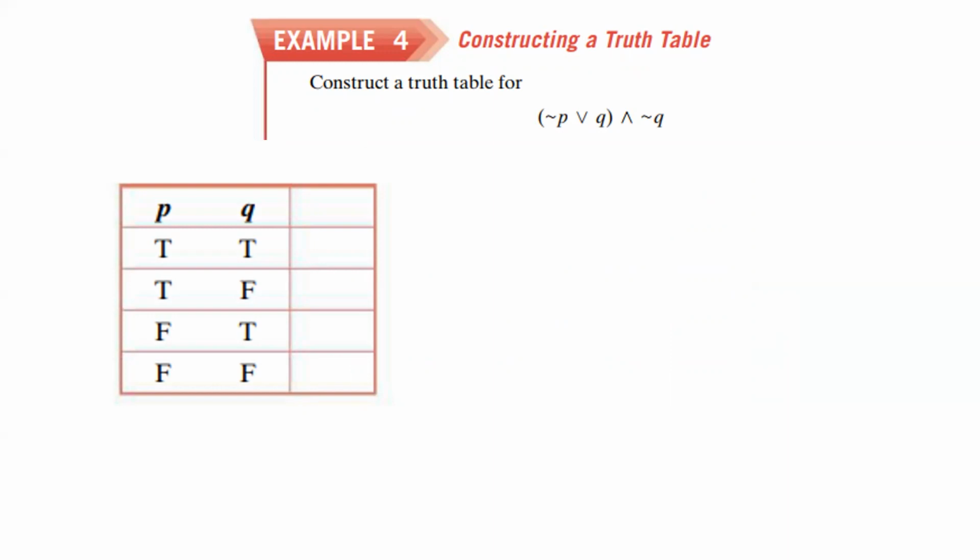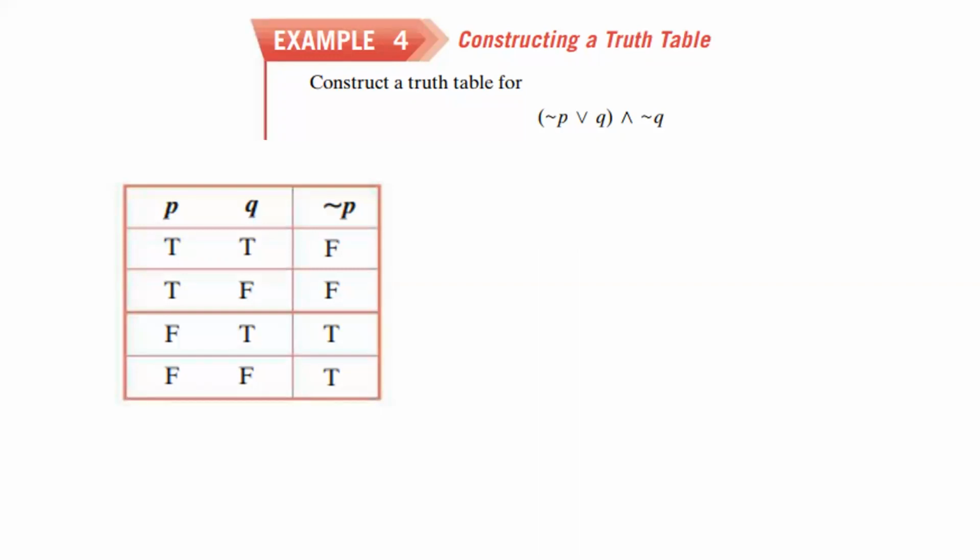Now, order of operations, I'm going to go inside my parentheses and fill out tilde p first. So tilde p takes p, flips all of the values. True become false, false becomes true. So that's my new column tilde p. And now inside that parentheses, I'm comparing tilde p to q with an or statement.